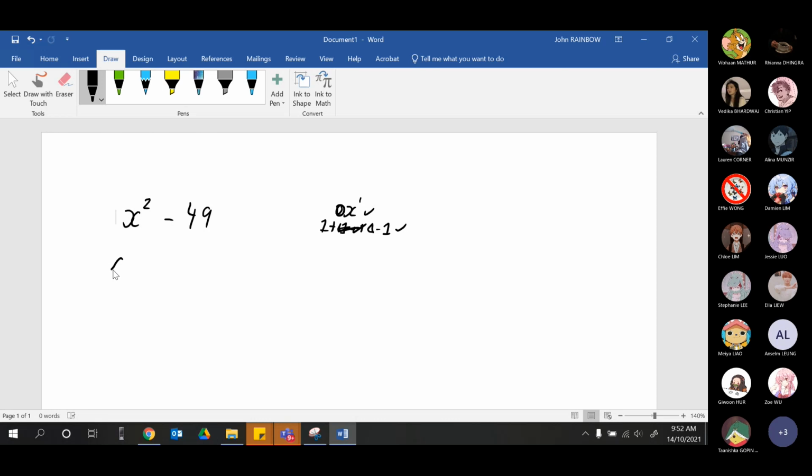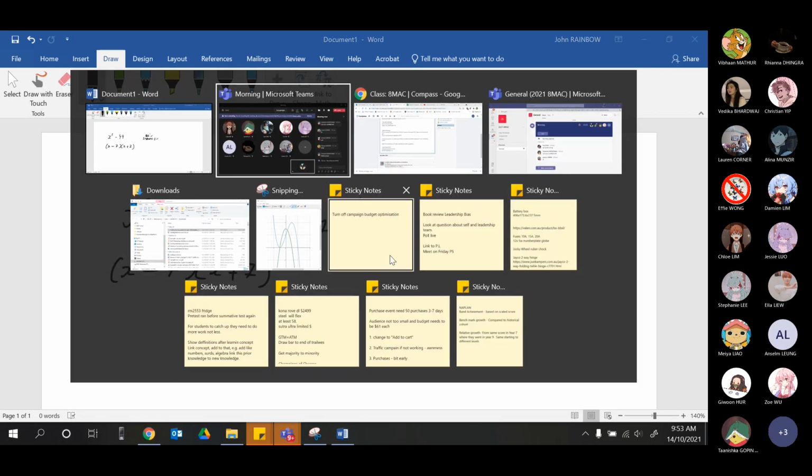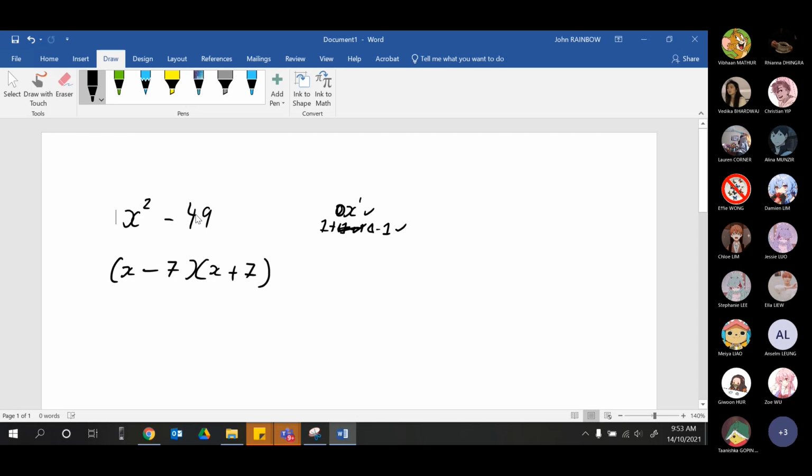So I can just square root these, and the one that's positive is going to stay positive in both of those, and the one that's negative is going to have a negative and a positive. Why we square root them both is because we need the 7x to cancel out with the minus 7x, and that's a difference of perfect squares. So I hope that makes a bit of sense there with those.